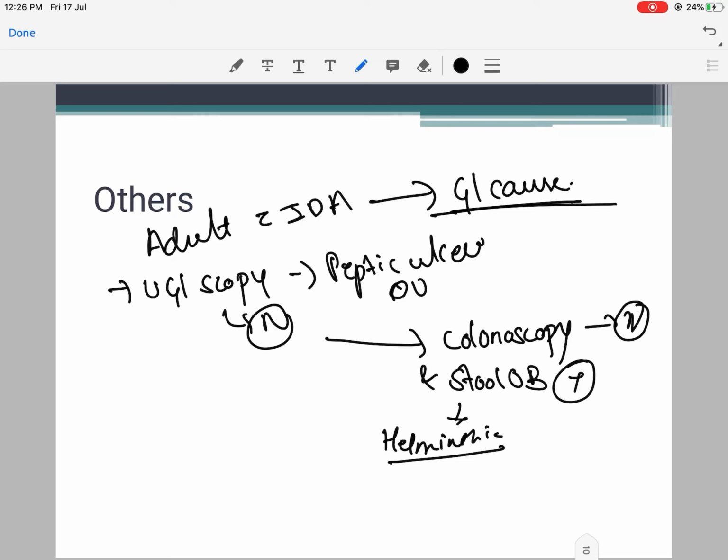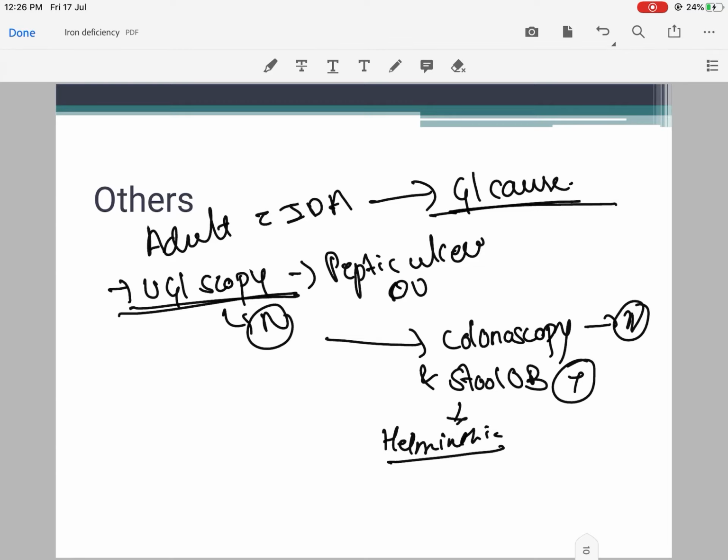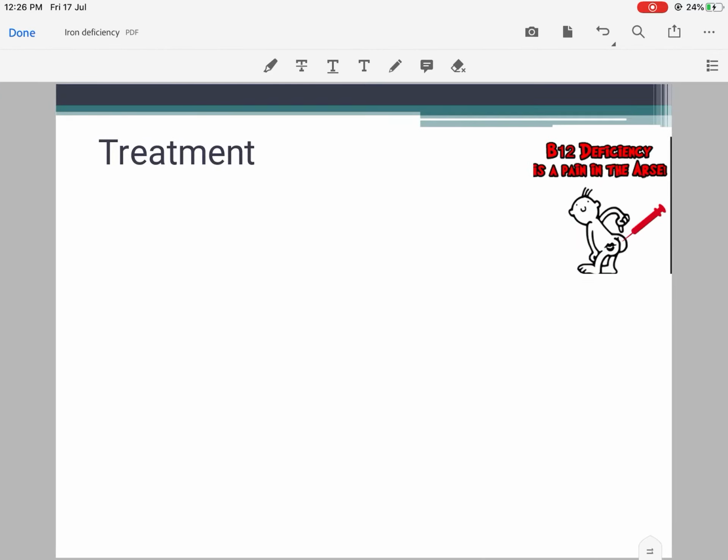When you cannot find any cause on upper GI scopy, then you look for other causes of iron deficiency anemia. So what are the other causes? That may be extra-GI blood loss, or iron deficiency could be a manifestation of chronic inflammation. So you look for those causes.